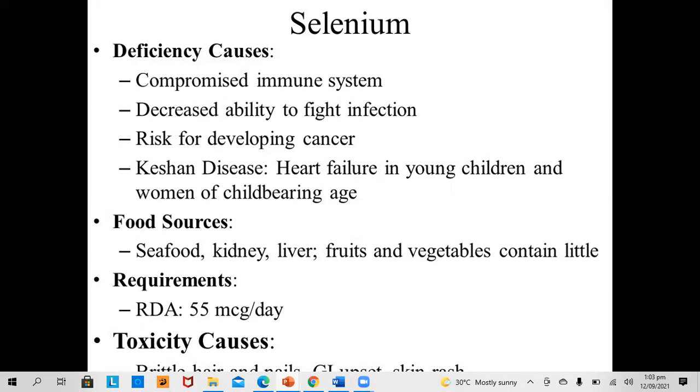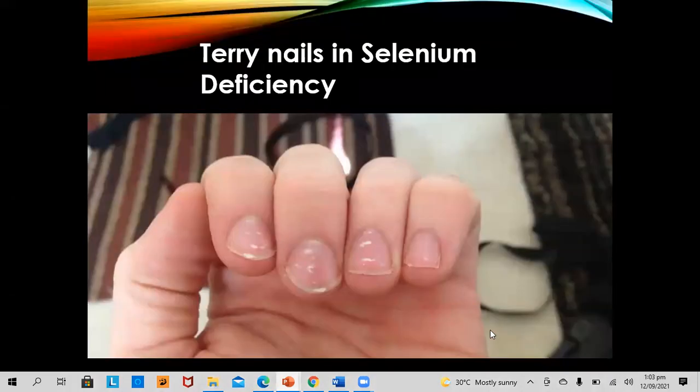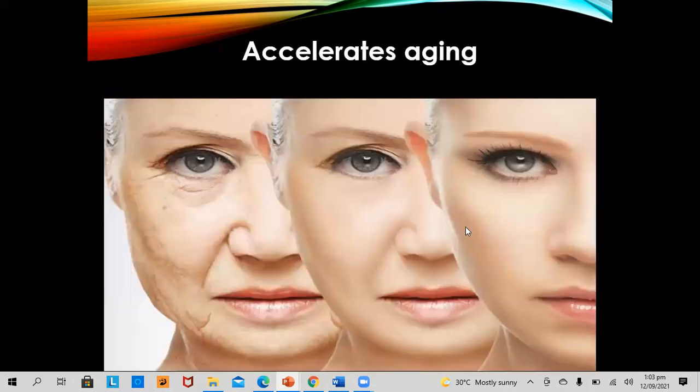So toxicity results in brittle hair and nail and GI upset and skin rash. The white nail is one of the manifestations of selenium deficiency. Selenium deficiency also causes accelerating aging. So selenium is an important anti-aging micronutrient.